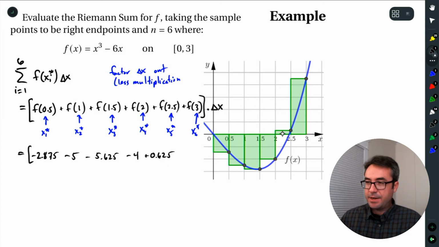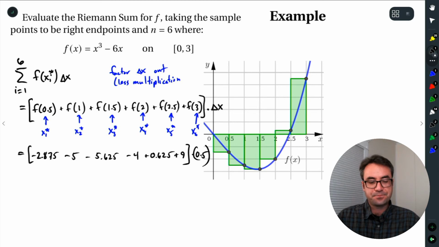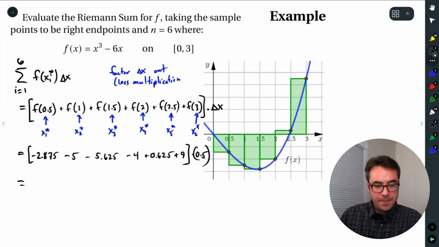And that's this one right here where we can see the approximating rectangle is now above the horizontal. And then we take the last x value 3, plug it in, we get 27 minus 18, so we get plus 9. And then this is all times delta x, and delta x here is the width of each of these rectangles, and they all have the same width, and we calculated that to be 0.5. All right. So if we add all this together, what we end up with is negative 3.9375.